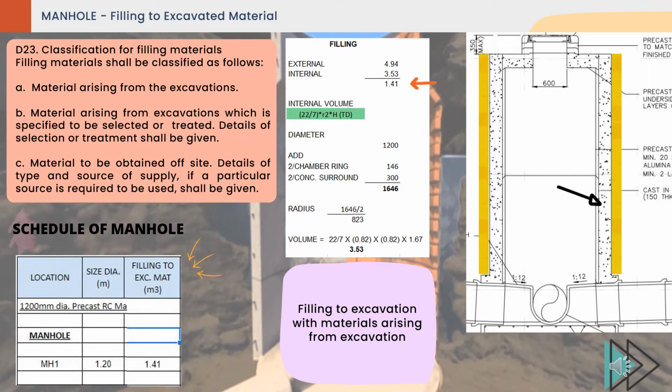The clause related is D.23, which is classification for filling materials. Filling materials shall be classified as follows: A. Material arising from the excavations. B. Material arising from excavations which is specified to be selected or treated. Details of selection or treatment shall be given. And C. Material to be obtained off-site. Details of type and source of supply, if a particular source is required to be used, shall be given.